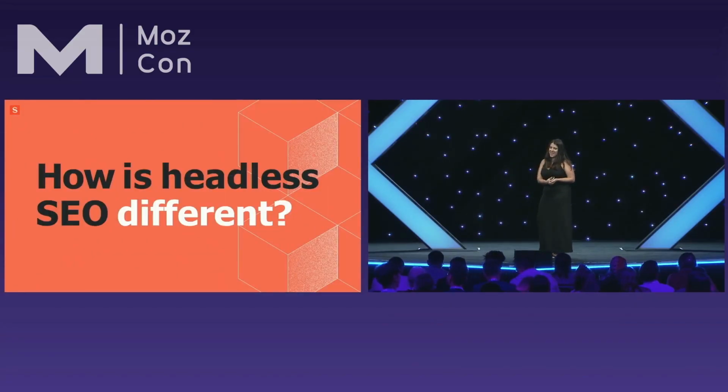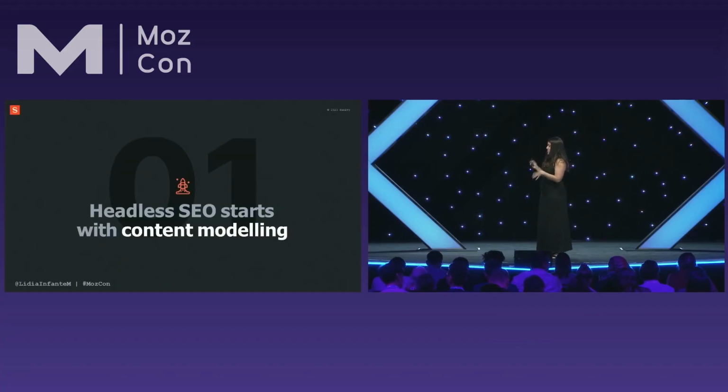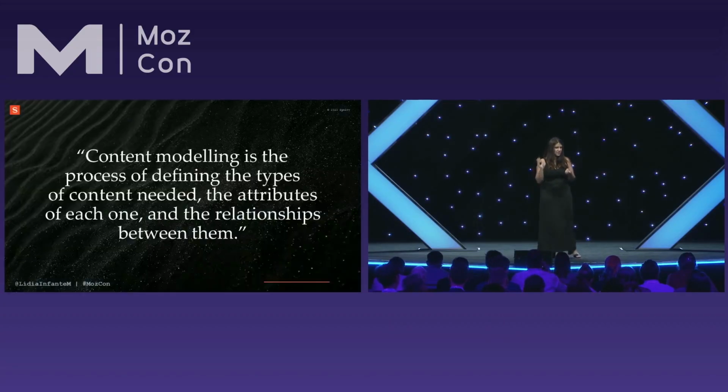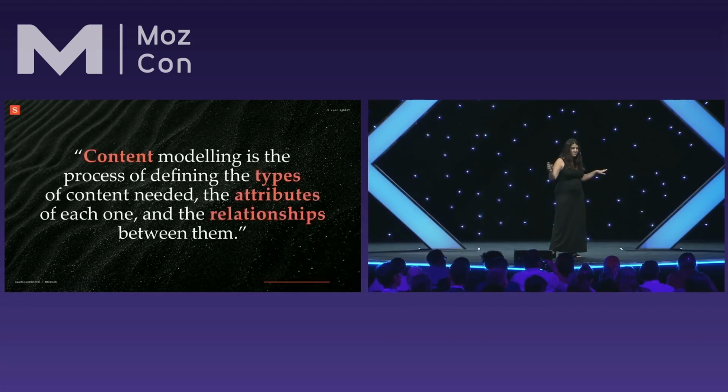So let's talk about how Headless SEO is a little bit different, because otherwise it looks like, yeah, it's SEO, but with a CMS that's a little bit weird. Headless SEO starts with content modeling, and this is the first bit that we're going to talk about, and I'm going to be here for a while because it took me forever to understand the concept. Content modeling is the process of defining the types of content that you need, the attributes of each one, and the relationships between them. This means nothing. Basically, we have content, content types, attributes, and relationships in between them.